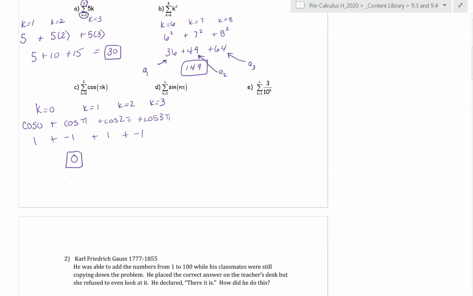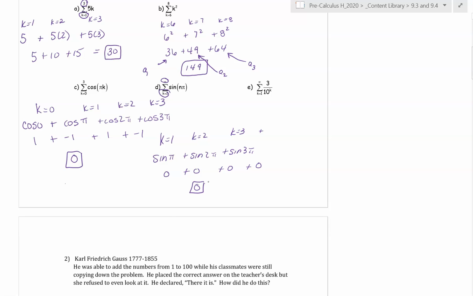Go ahead and pause the video now and think about what that means for part D. If we start our index of summation with 1 and end with infinity, I'm not really sure what to do. Let's just start with k equals 1, and you end up with sine of pi. Then let k equal 2, and you have sine of 2 pi. K equal 3, but again, we'll be here a very long time. Sine of 3 pi. Notice that the sine of pi is 0, the sine of 2 pi is 0. So I'm pretty confident that my sum is 0, even though we haven't really learned about an infinite sum yet, or sum of an infinite sequence, I should say.